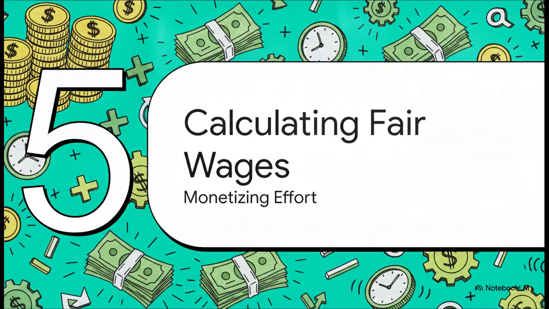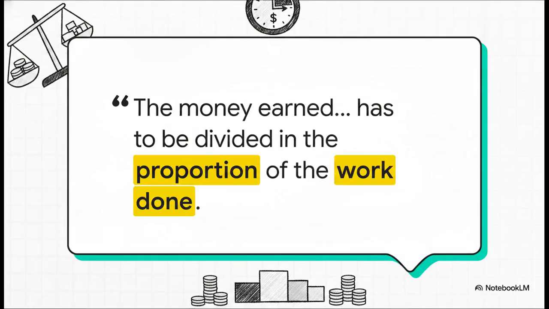Which brings us to the absolute payoff of our explainer. Section 5. Calculating fair wages and monetizing your effort. I really want to emphasize this critical rule, quoted directly from the text. The money earned by completing a piece of work has to be divided in the proportion of the work done by them. Think about that. You don't just get paid for being on the clock. You get paid for the actual proportion of the work that you complete.